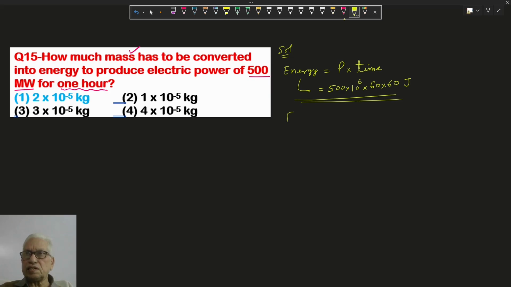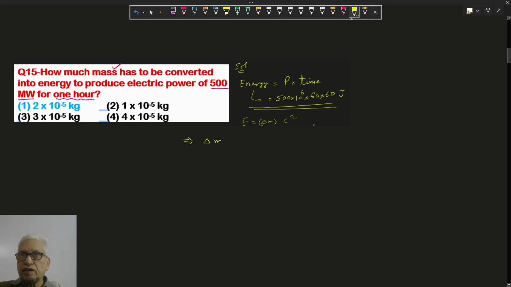So we know energy is equal to delta m into c square. Delta m can be found by energy divided by c square. Energy is 500 into 10 to the power 6 into 60, divided by c square, 3 into 10 to the power 8 whole square. Solve it, we are getting the mass 2 into 10 to the power minus 5 kg. So option 1 is correct.